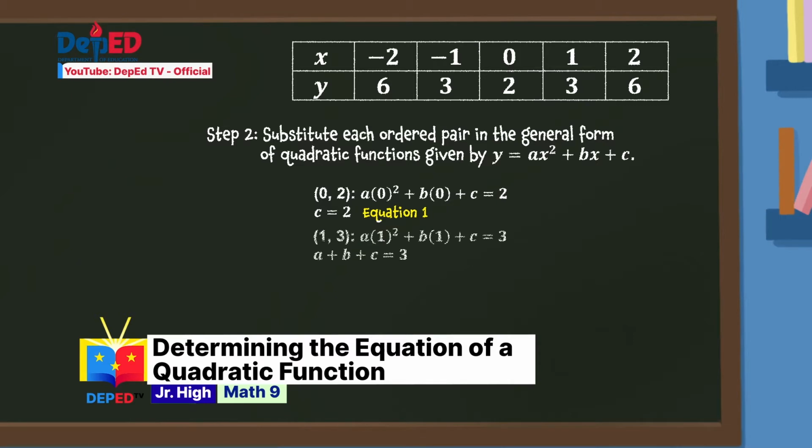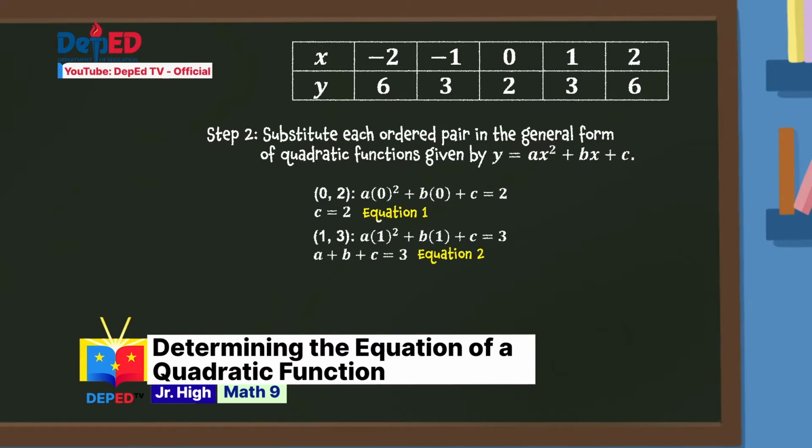The ordered pair (1, 3) implies that when x is 1, y is 3. Hence, we have the equation a times 1 squared plus b times 1 plus c equals 3. This can be simplified as a plus b plus c equals 3. Let's label this as equation 2.